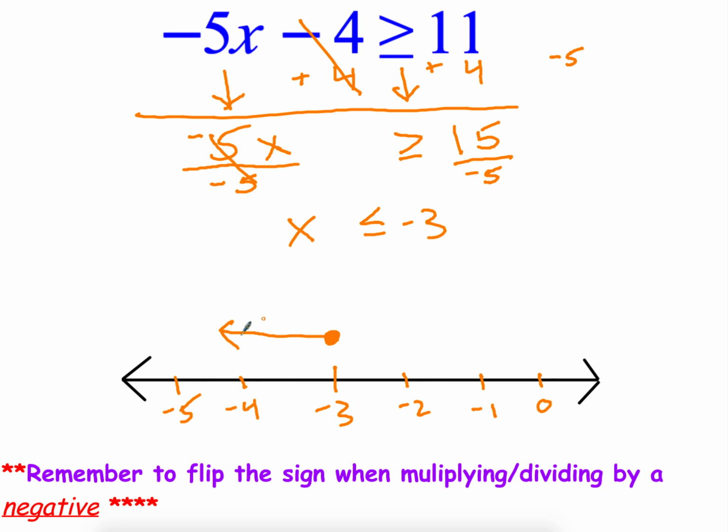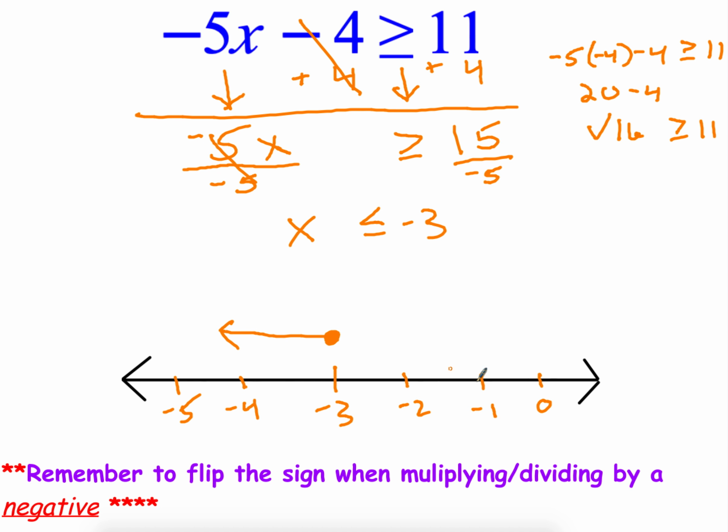I want to see if it's true, see if I actually graphed my solution correctly. So if I plug in negative 4, because that's part of my solution, for x, I'll have negative 5 times negative 4 minus 4. And that needs to be greater than or equal to 11. Negative 5 times negative 4 is positive 20, minus 4, which is 16. Is 16 greater than or equal to 11?